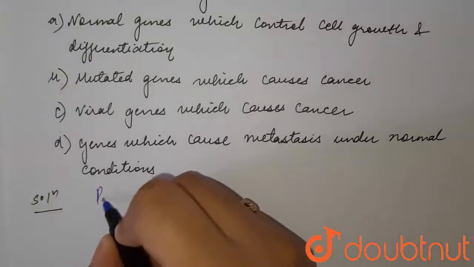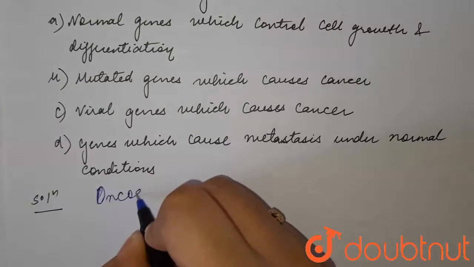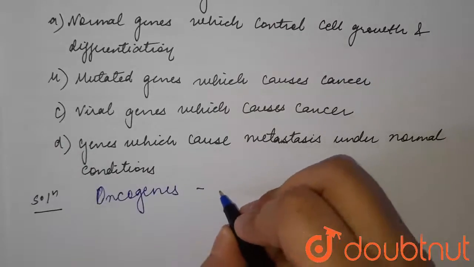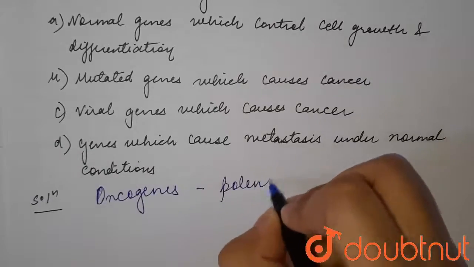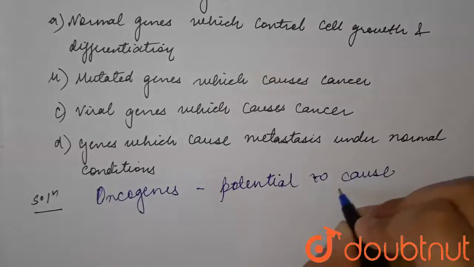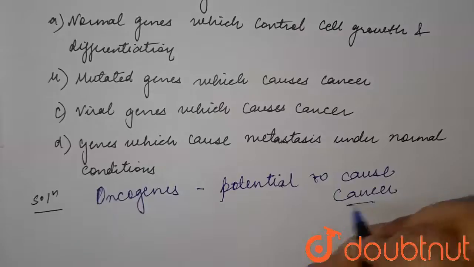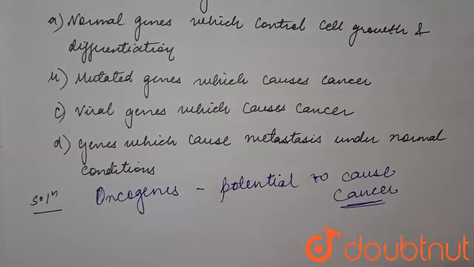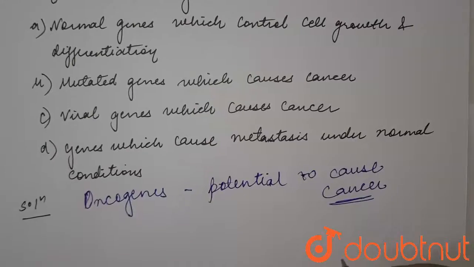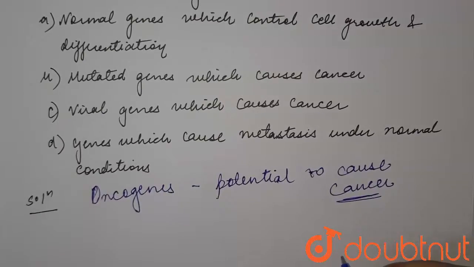So first I'm going to talk about the oncogenes. So these genes, what they do, they have this potential to cause cancer. And as we all know, in cancer there is uncontrolled cell growth and differentiation. So in the tumor cell, if you have seen, these genes are often mutated and expressed at high levels.